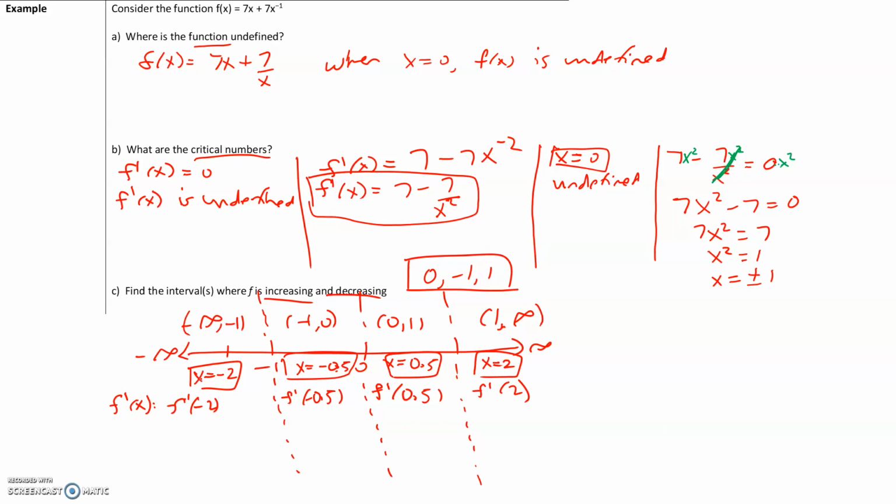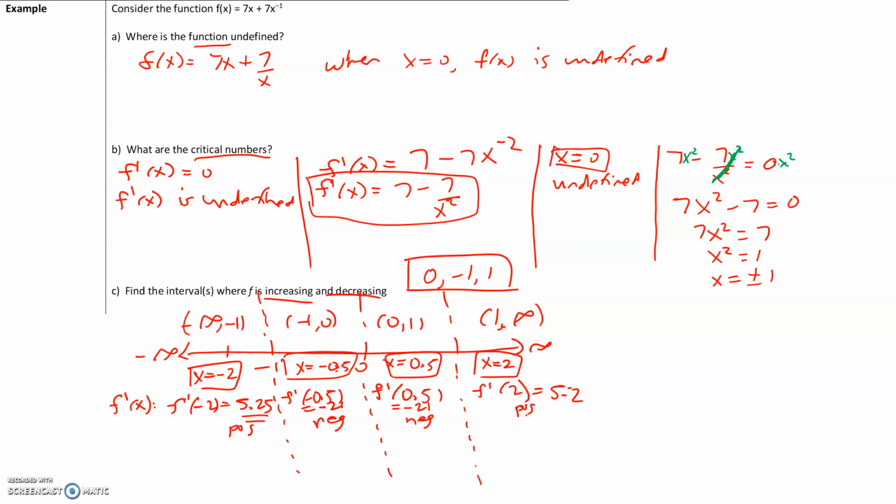So f prime of -2 comes out to be 5.25. This is positive. F prime of -0.5 comes out to be -21. So the first derivative is negative. I'm sorry, both of these are going to be -21, so they're both going to be negative. And then here, f prime of 2 is going to be 5.25, which is going to be positive.